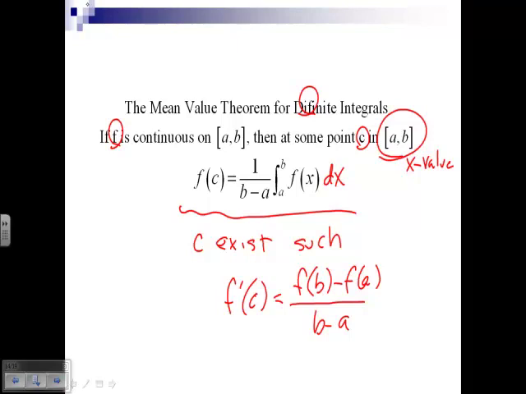Okay. The criteria, by the way: f has to be differentiable in the mean value theorem for derivatives, and f has to be continuous for the one for integrals. Everyone okay with that page?